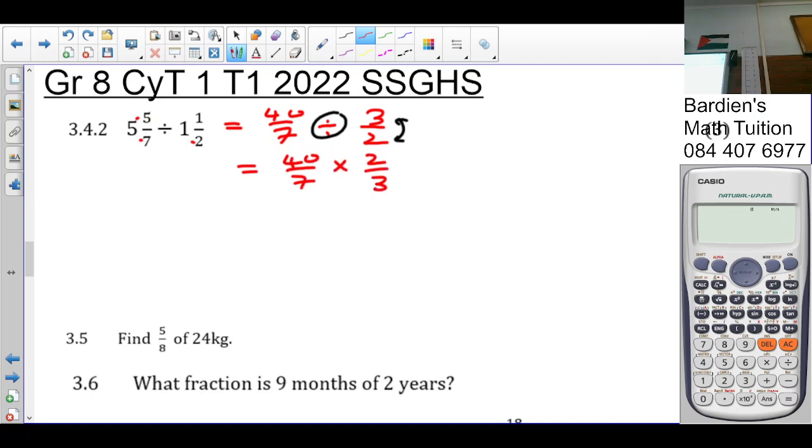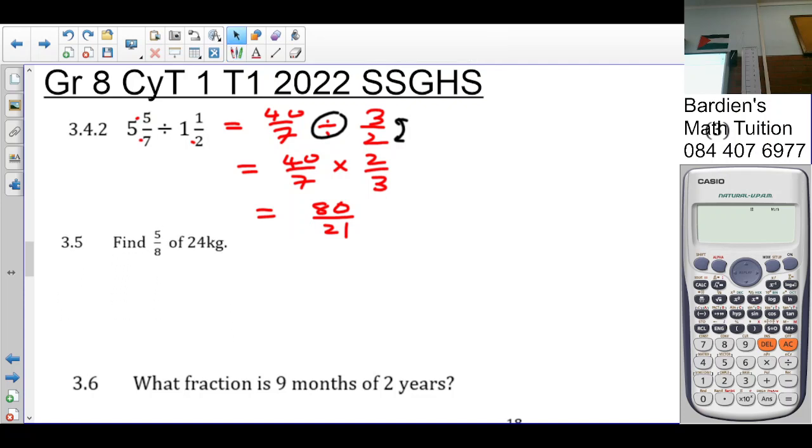Is that correct? What's 40 times 2? 80 over, nothing can cancel, 21. Or it could have been written as 3 and 17 over 21. Also correct. Okay? You all okay with that?